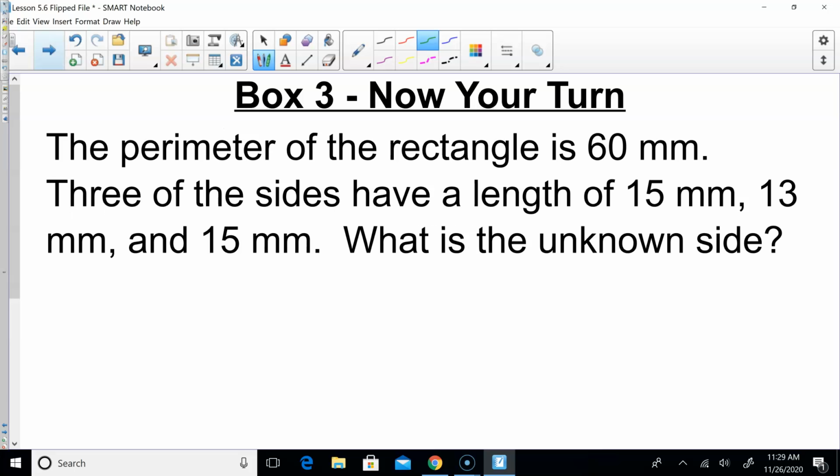And a word problem said the perimeter of a rectangle is 60 millimeters. 3 of the sides have a length of 15 millimeters, 13 millimeters, and 15 millimeters. What is the unknown side? So once you see it, use the formula, show the information you put in there, and then go for it and solve it and label it. Good luck.